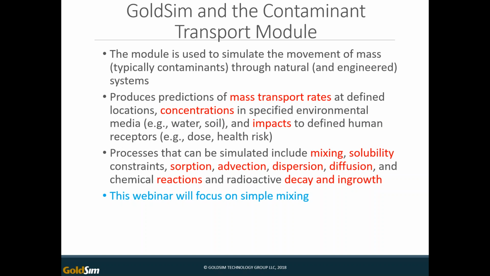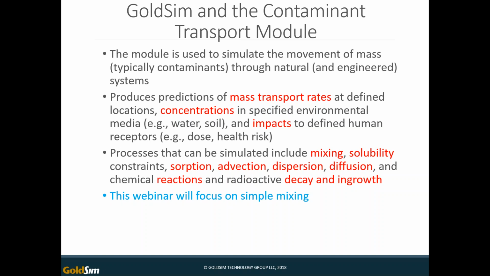We're just going to focus on pretty much the basic use of the contaminant transport module, and that's to just do simple mixing of waters. So mixing different waters and seeing what the resulting concentrations are. So you might use this in a stream. You might use this in a system of ponds or lakes, various surface waters.